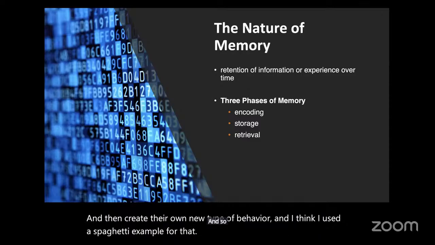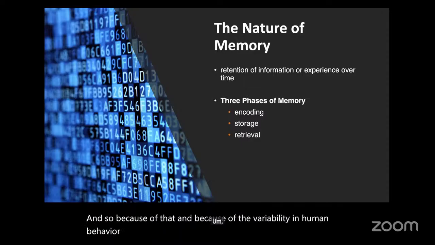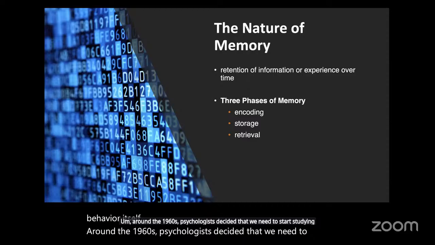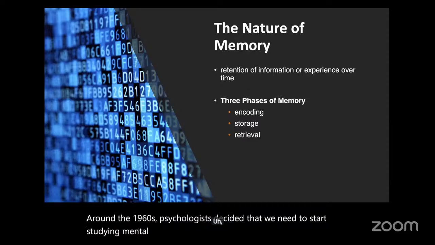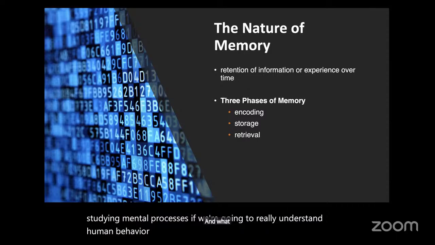And so, because of that, and because of the variability in human behavior itself, around the 1960s, psychologists decided that we need to start studying mental processes if we're going to really understand human behavior and what goes on when we go through things like decision making and those types of things.